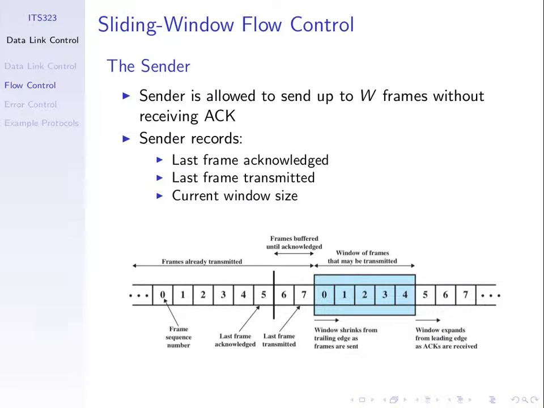And we normally keep track of the current window size. In this example, the last frame ACK is value 5. The last frame transmitted is value 7. And the current window size is 5, meaning 5 frames: 1, 2, 3, 4, 5. So the window size is the number of frames. The first two are the frame number, that is the sequence number. So the sender must record or keep track of these values all the time. As it sends data, these values will change. As it receives acknowledgements, these values will change. We'll see how they change shortly.